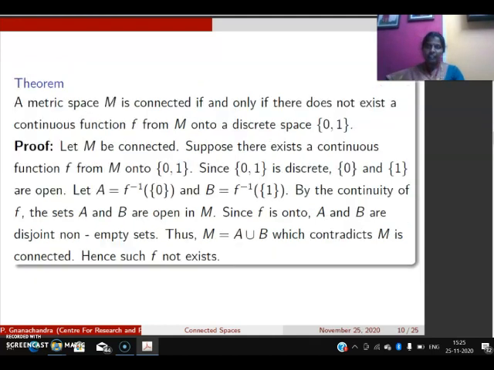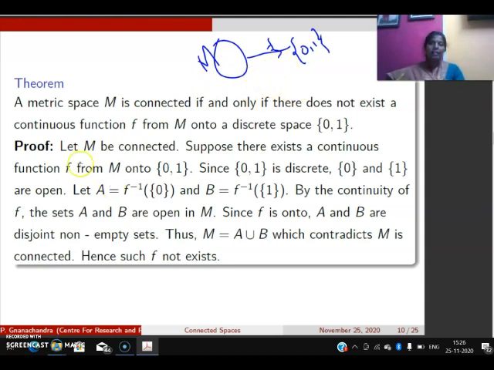Next one is: a metric space M is connected if and only if there does not exist a continuous function from M onto the discrete metric space {0, 1}. So, the space contains only 0 and 1. Here, see guys, this is a metric space and this is a function. In the codomain, the elements are only 0 and 1. So, M is connected if and only if such a continuous function does not exist.